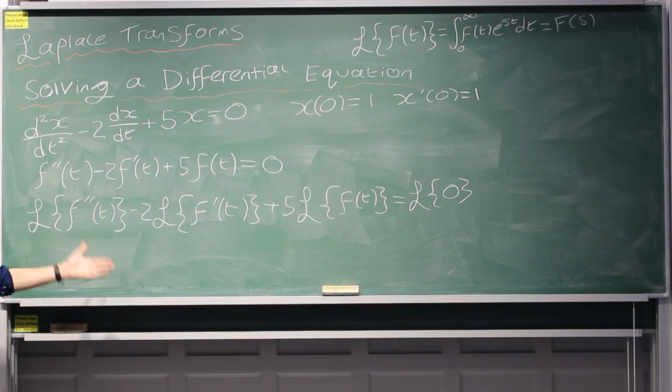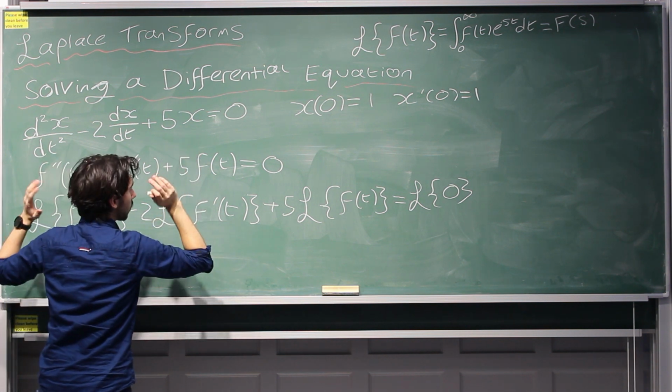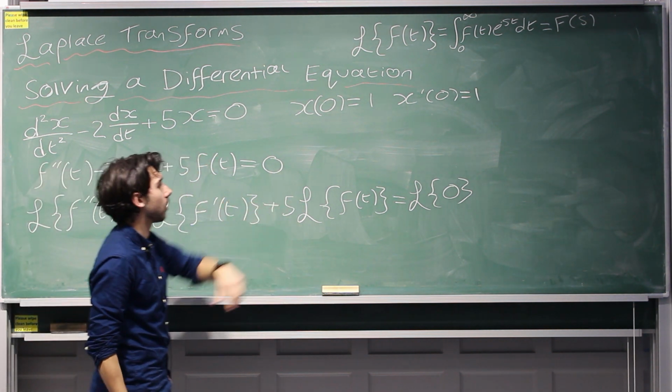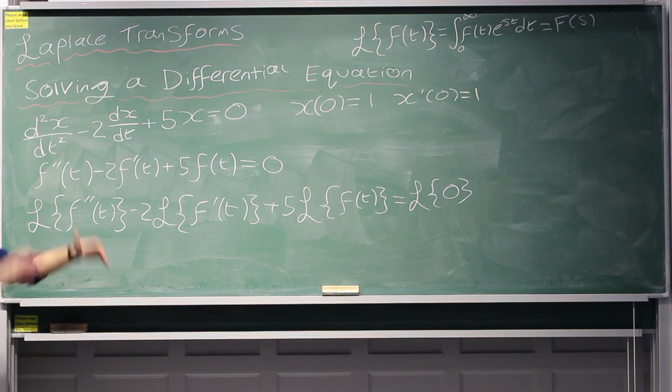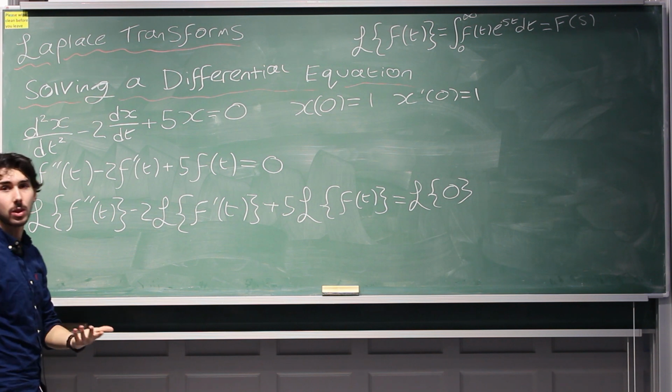All I've done is apply the Laplace transform to the entirety of the left-hand side and the right-hand side, and then I've just linearized it. I've split it into 3. It's easy to work with that way.